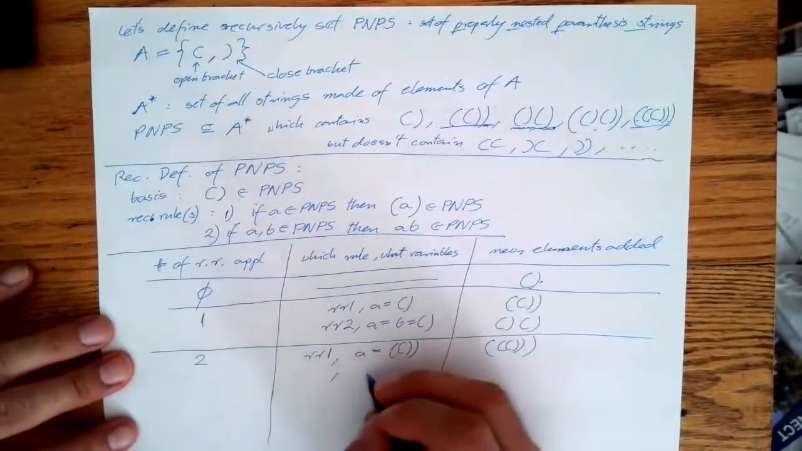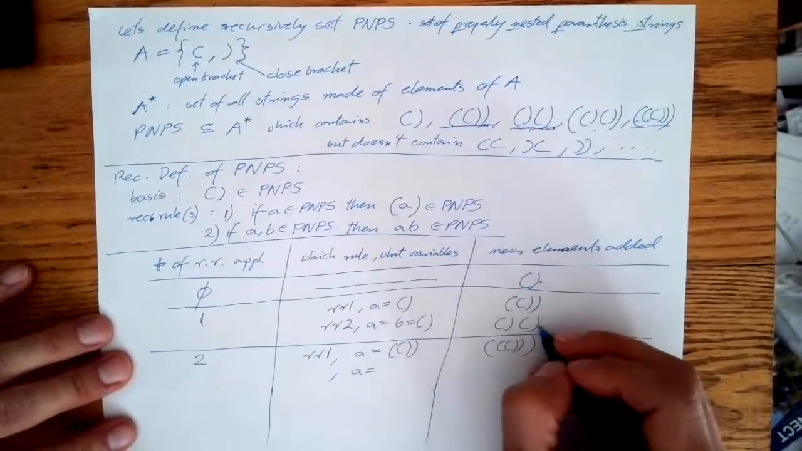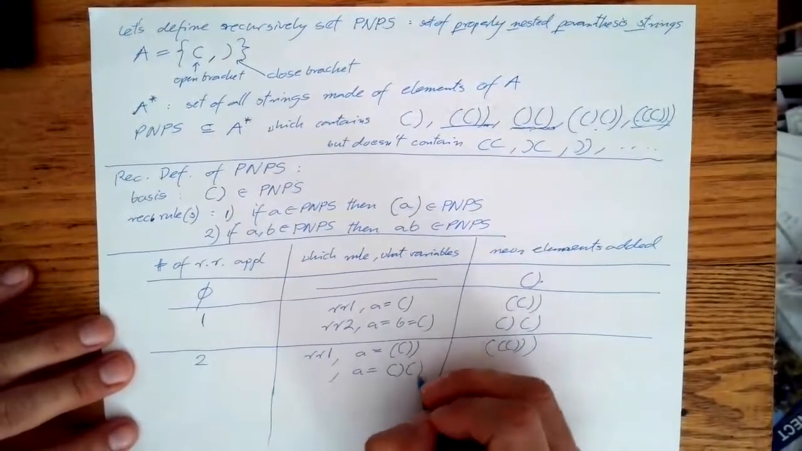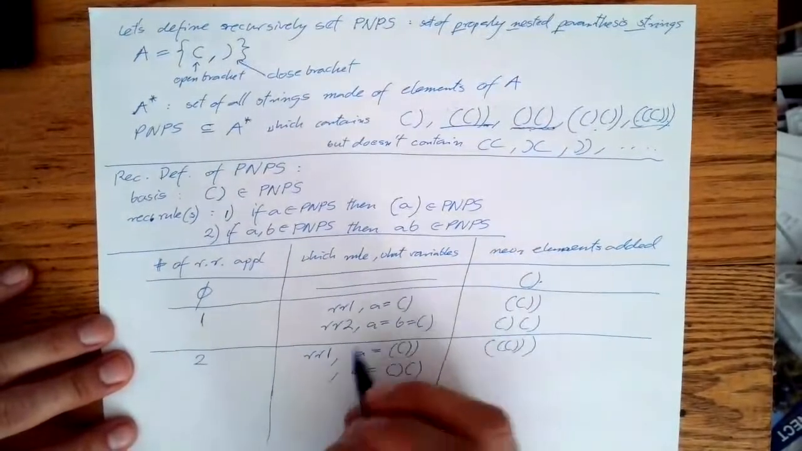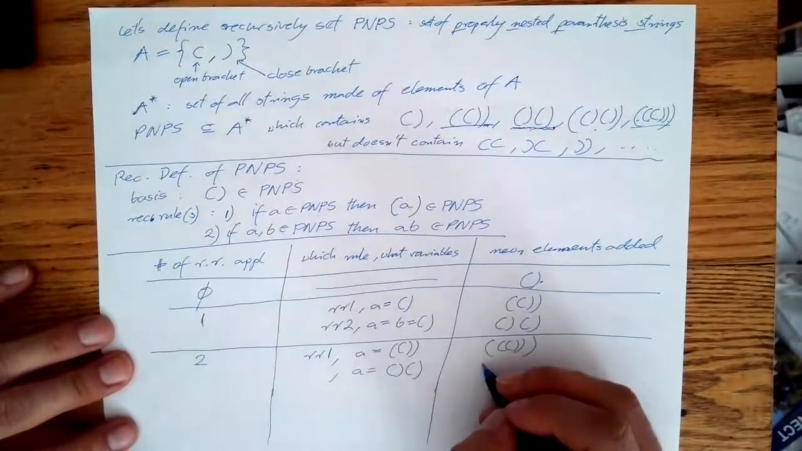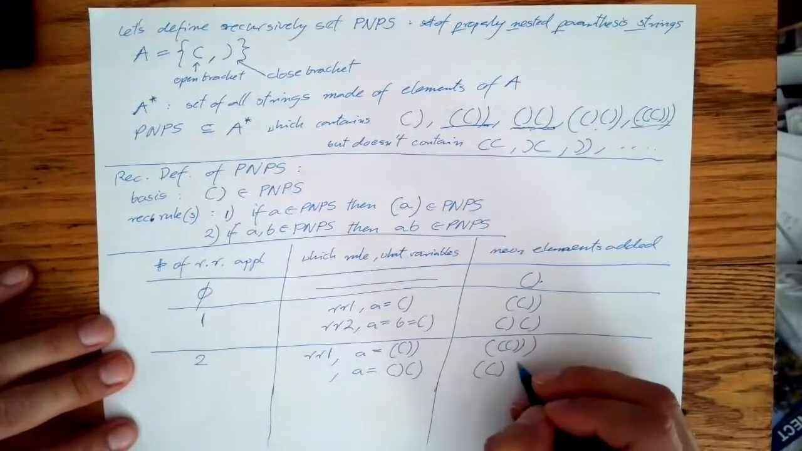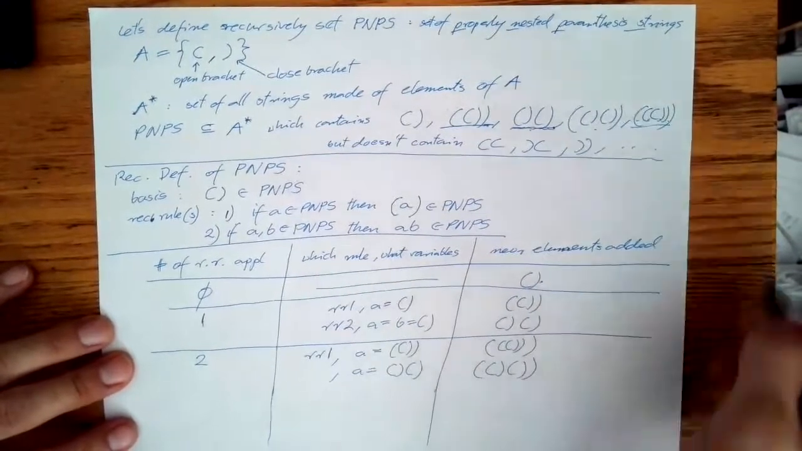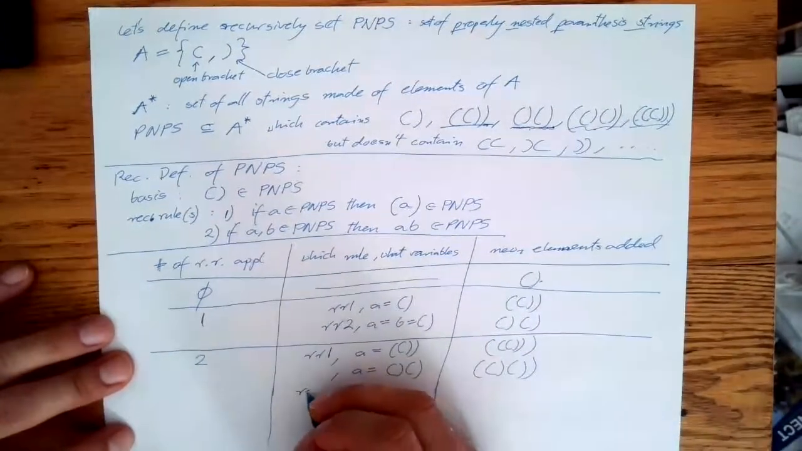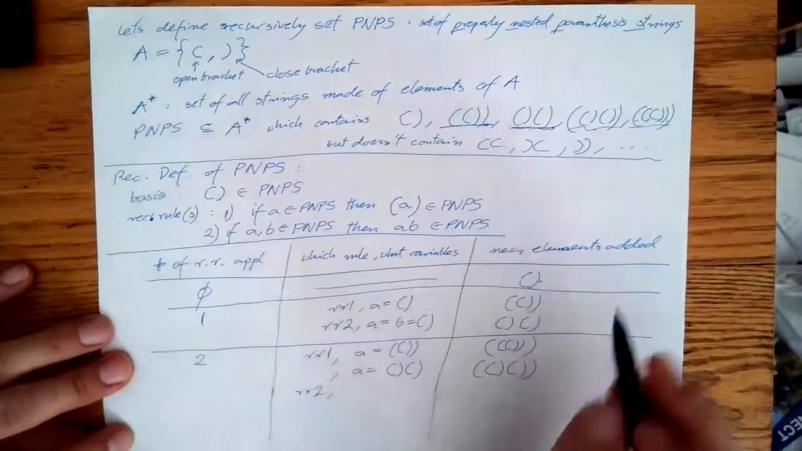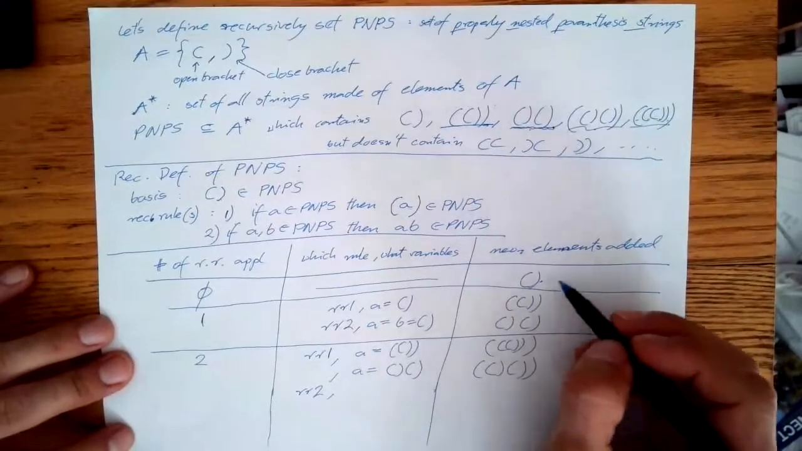What about the same recursive rule? But I can use this guy as my A because he's also in the set. Well, what does it do? Open, A, close. Open, A, close. Okay, I'm getting this guy now. Rule second. Well, here I have many choices.